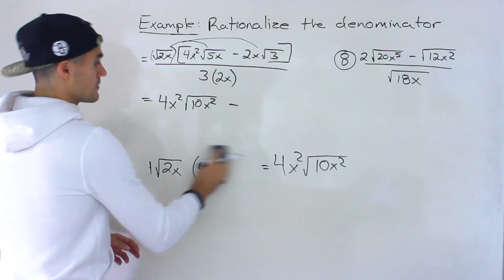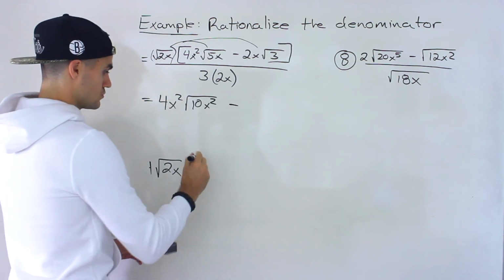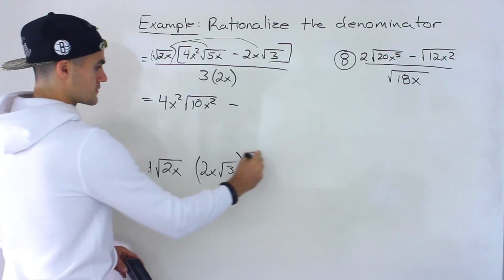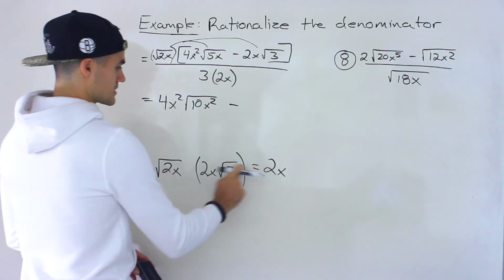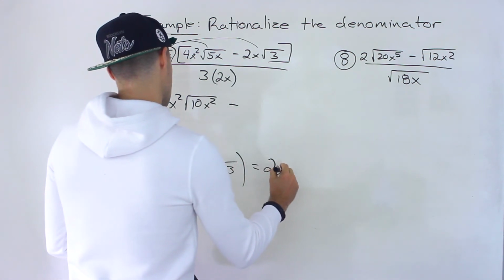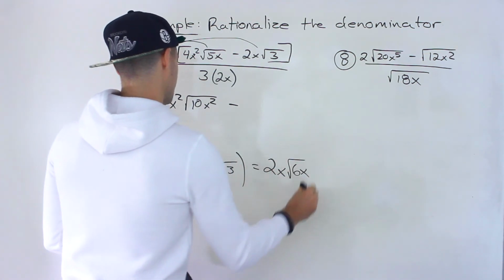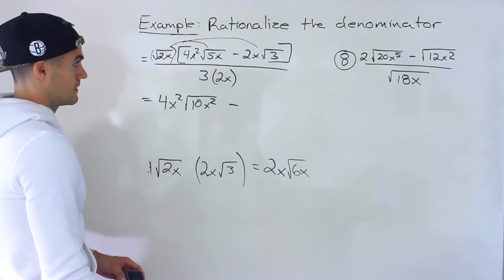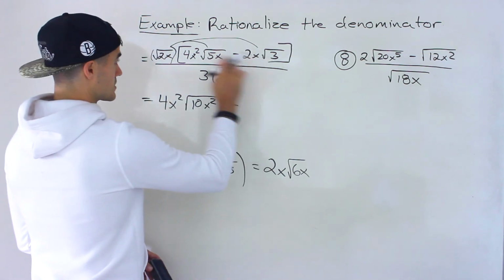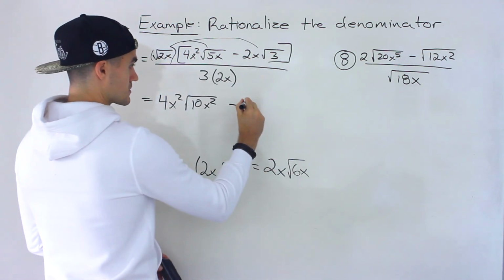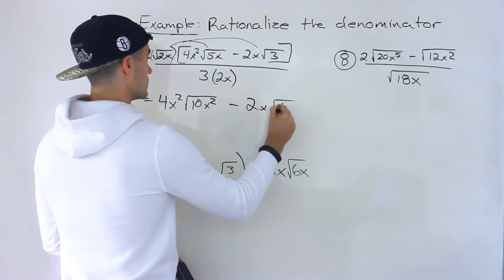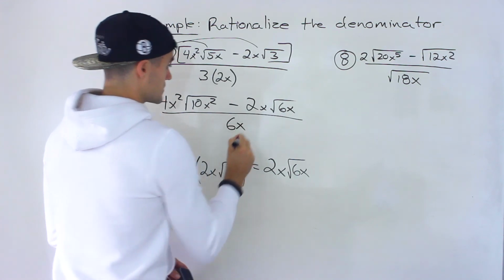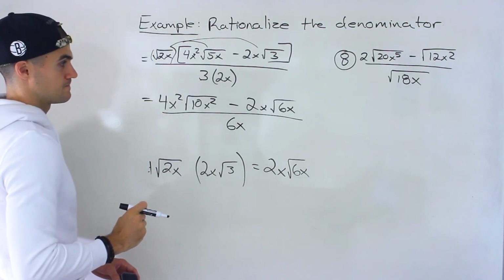So that would be 4x squared root 10x squared minus, same thing, but now we're multiplying it by 2x root 3. So 2x times 1 gives us 2x. And then root 2x times root 3 would give us root 6x. Right? Yeah, looks good to me. So this times that gives us this. So this would be 2x root 6x, all over 3 times 2x gives us 6x, like that.